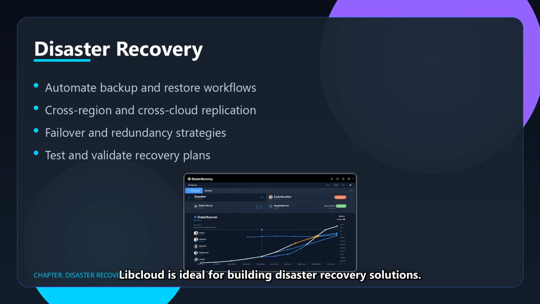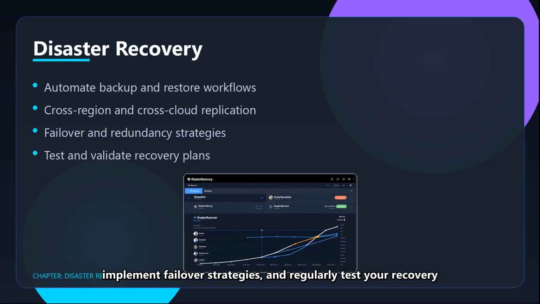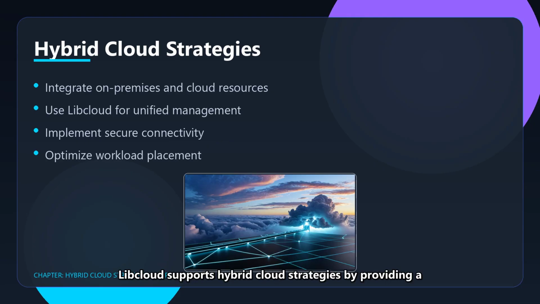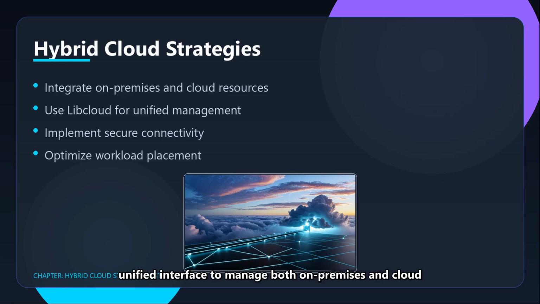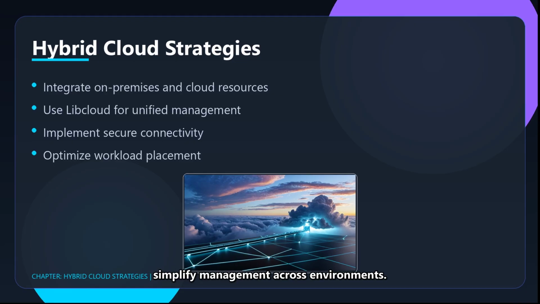Libcloud is ideal for building disaster recovery solutions. Automate backups, replicate data across regions or clouds, implement failover strategies, and regularly test your recovery plans to ensure business continuity. Libcloud supports hybrid cloud strategies by providing a unified interface to manage both on-premises and cloud resources. Implement secure connectivity, optimize workload placement, and simplify management across environments.